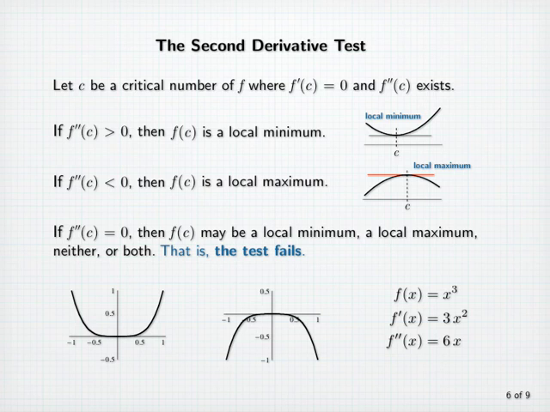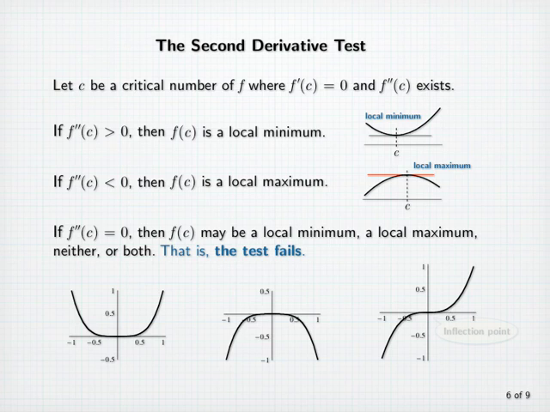If f of x equals x cubed, then f prime of 0 equals 0, and f double prime of 0 is also 0, but in this case, f of 0 is neither a local maximum nor a local minimum. Notice that the graph is concave down to the left and concave up to the right, so (0, 0) is an inflection point. For an example where f of c is both a local maximum and a local minimum, we only need to consider any constant function.